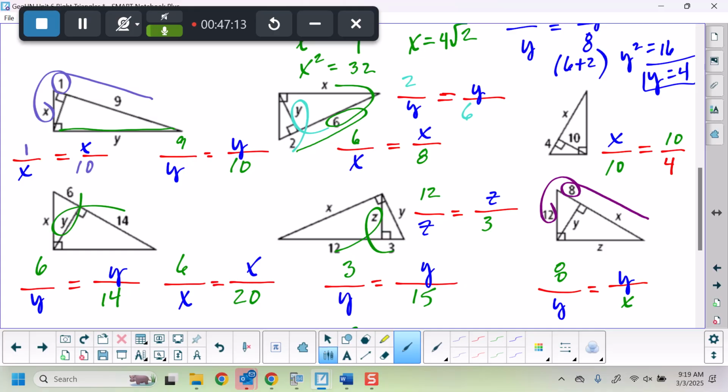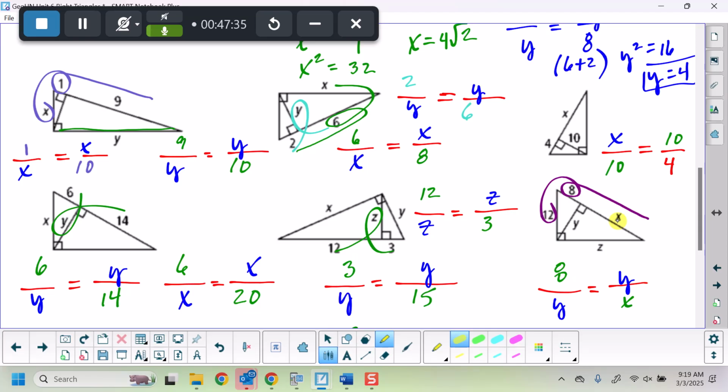So we need to put ourselves in the position of looking at each thing and being like, okay, I'm a thinker. Is that the altitude to the hypotenuse? Is that a loop-de-loop? Is that a leg of the original triangle? Is my variable in a position where it's not a part of a geometric mean? And that's what happens here. Being a thinker about what kind of problem you're looking at makes the biggest difference.